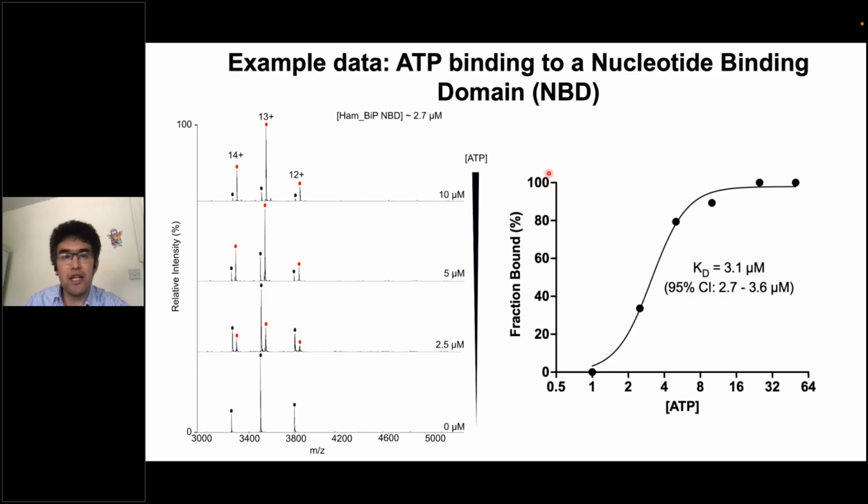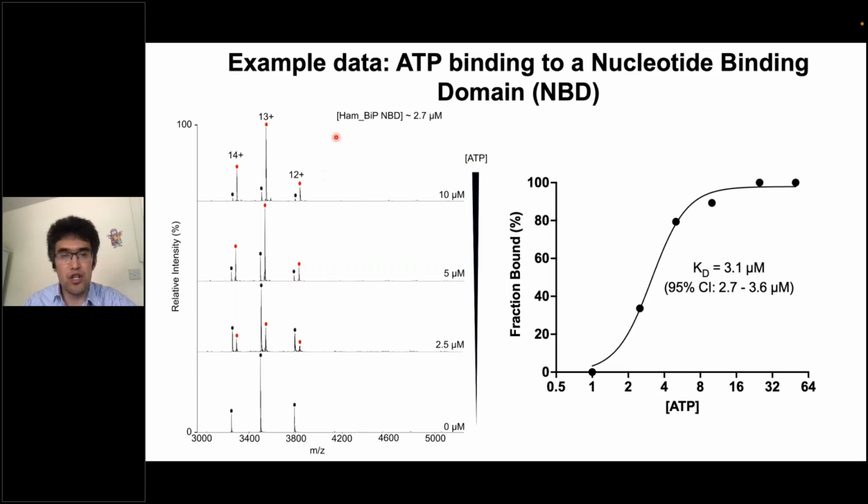A simple example of that is shown here, where I have a purified nucleotide binding domain of a generic ATP binding protein. The protein alone sprays very nicely and produces this charge series here. The mass of that corresponds exactly to the mass of the protein I purified. As ATP is added across multiple different concentrations, you see progressive disappearance of the apo form, with a concomitant increase in the bound form shown in red. And again, the difference in mass from black to red corresponds exactly to the mass of one ATP molecule.